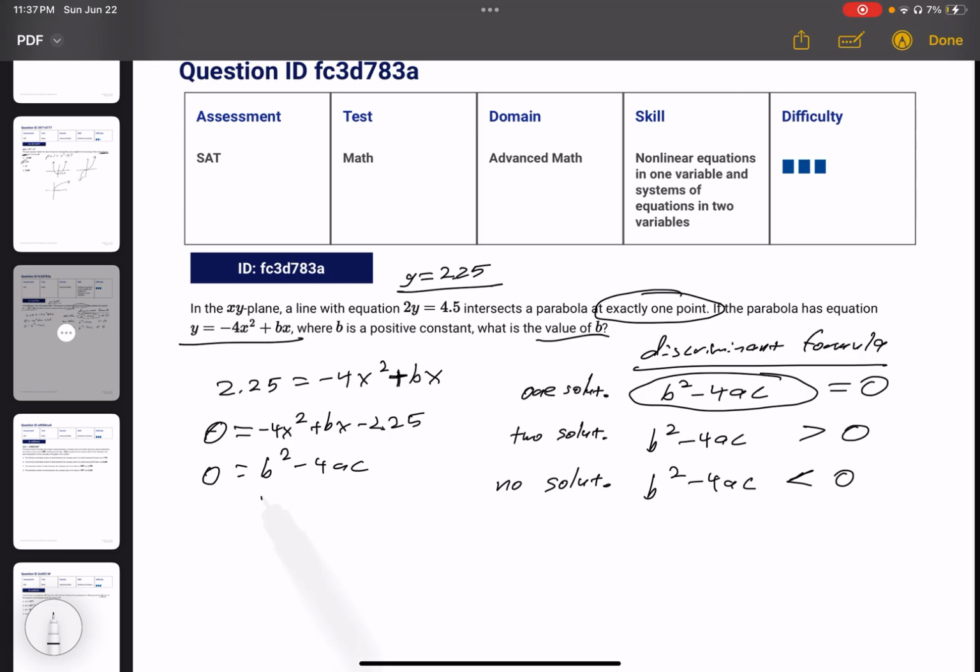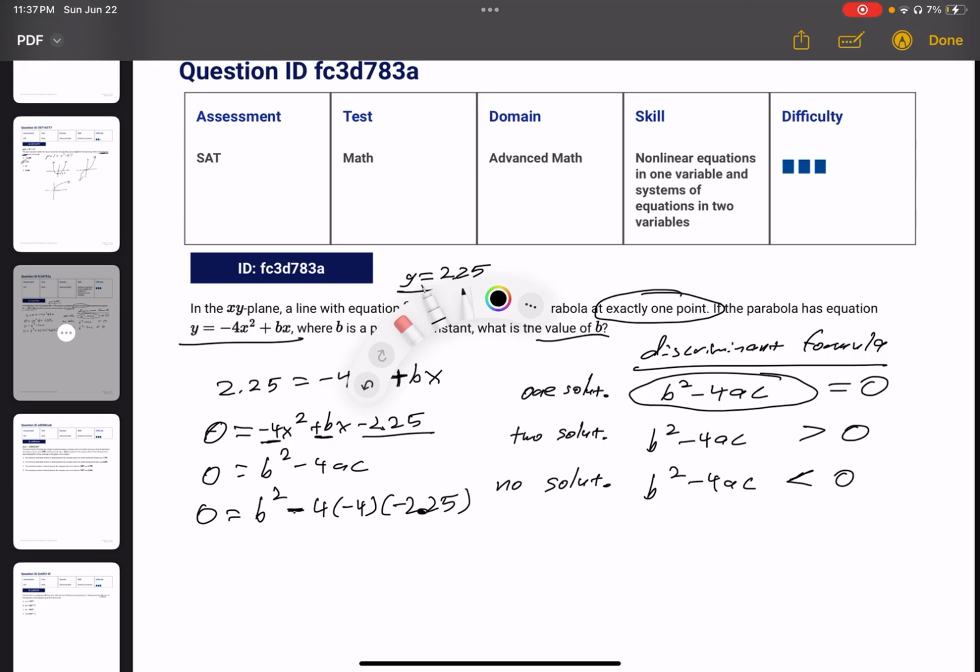What's b? B is just b. We're solving for b. Minus 4 times a, which is negative 4, times c, which is negative 2.25. Remember, guys, this is our c, this is our b, and this is our a. It's the coefficient before the variable. Since there's no variable here, just imagine it as x to the 0, and that's our coefficient. Let me erase that so it doesn't confuse you guys.